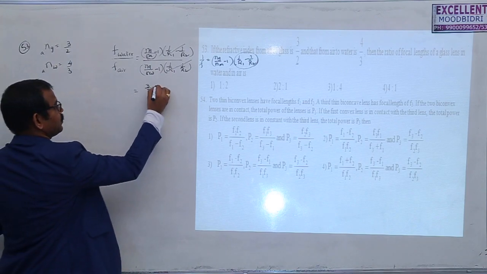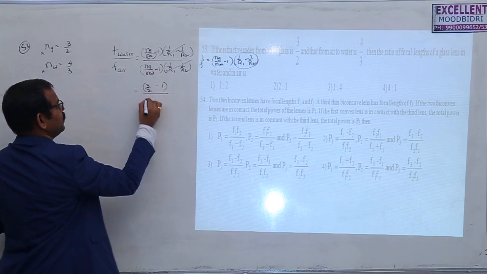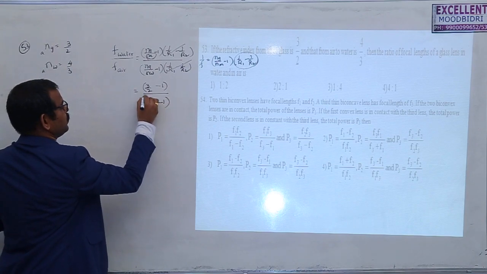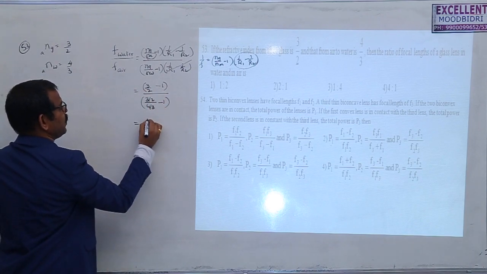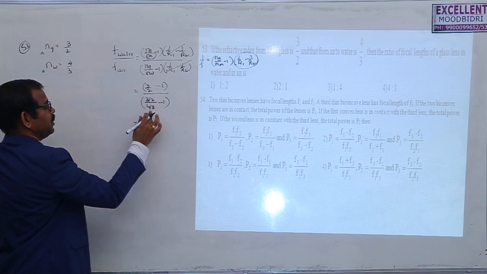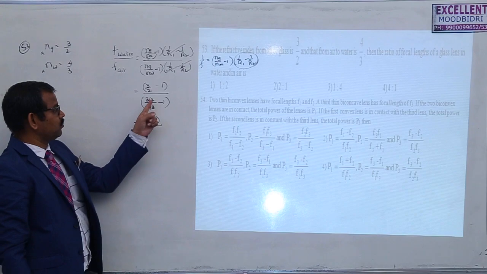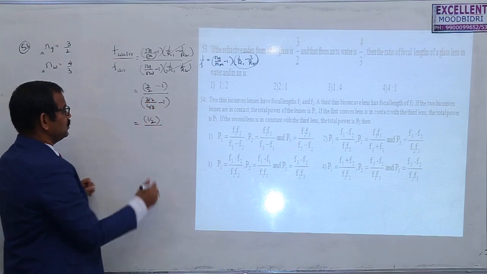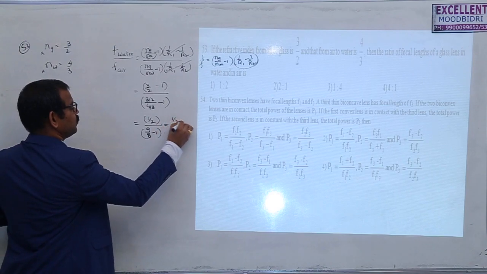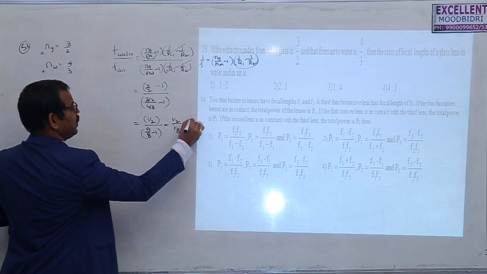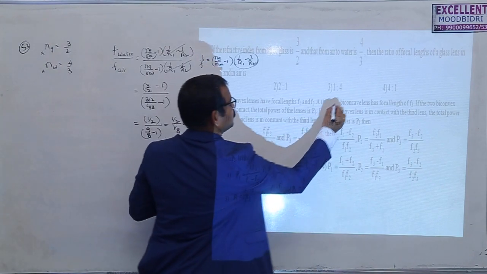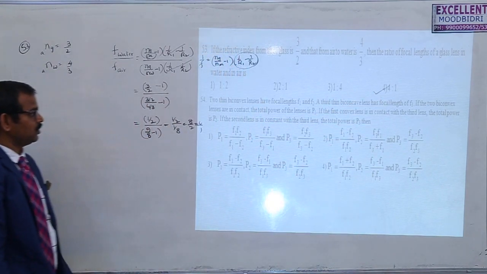So I need the ratio between these two: n glass is 3 by 2, for air it is 1. So I am writing 3 by 2 minus 1, divided by 3 by 2 by, for water, 4 by 3 minus 1. So this is 3 by 2 minus 1, which is half. This is 3 by 2 by 4 by 3, which becomes 9 by 8, minus 1. So this is 1 by 2 by 1 by 8, that is 8 by 2, 4 is to 1. So the correct answer here is 4 is to 1.